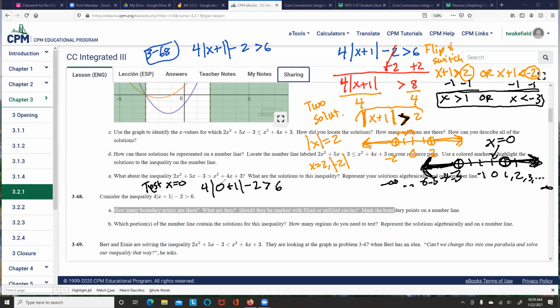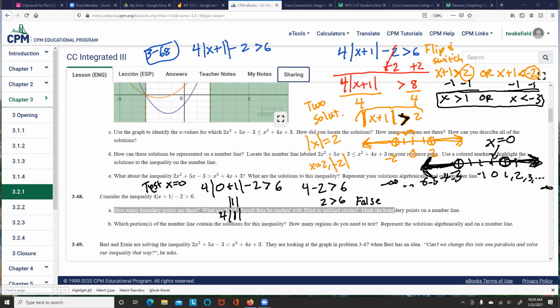So you always do the absolute value part first. 0 plus 1 is 1, so the absolute value is 1, and then we times it by 4 here. 4 times 1 is 4, minus 2 is greater than 6. So 2 is greater than 6. That is false. 2 is not greater than 6, and that's good because we tested this point that is not in the region. So that tells me that this part should not work.